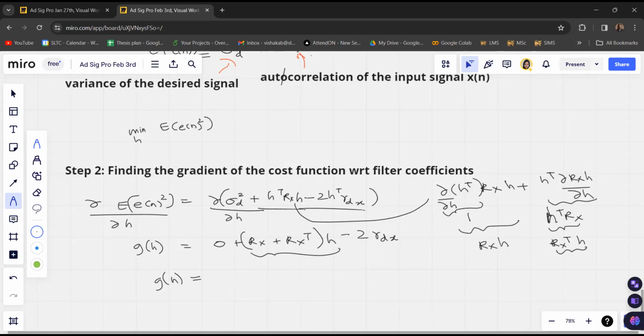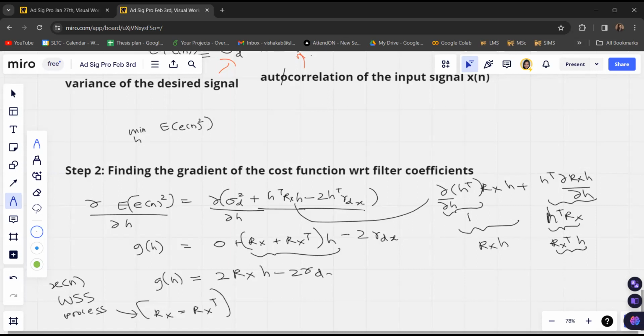Okay, so in here Rx is going to be equal to Rx transpose. For a WSS process, where the xn is a WSS process, Rx equals Rx transpose. The matrix that you are getting is symmetric. So a symmetric autocorrelation matrix is there for the input signal. In that case, you can write that this is equal to 2 into Rx, and then multiply that with H.